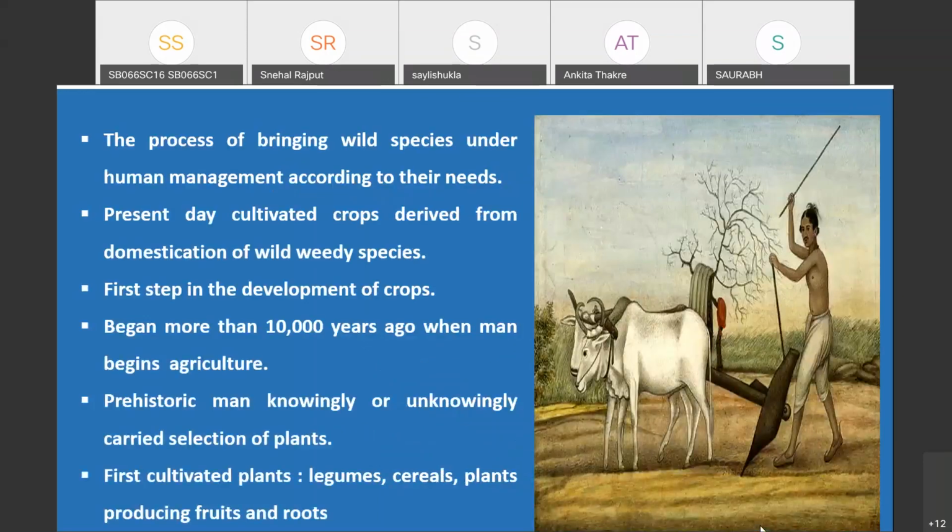What is meant by domestication? Domestication can be easily defined as the process of bringing wild species under human management according to the needs of human beings. I'm repeating this: domestication is nothing but the process of bringing wild species under human management according to their needs.